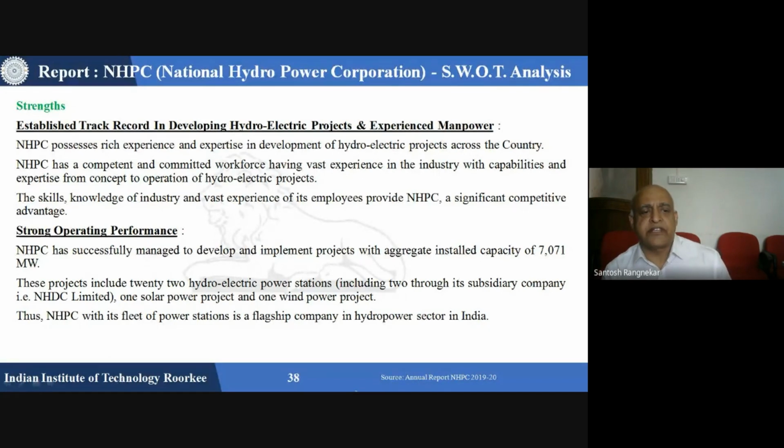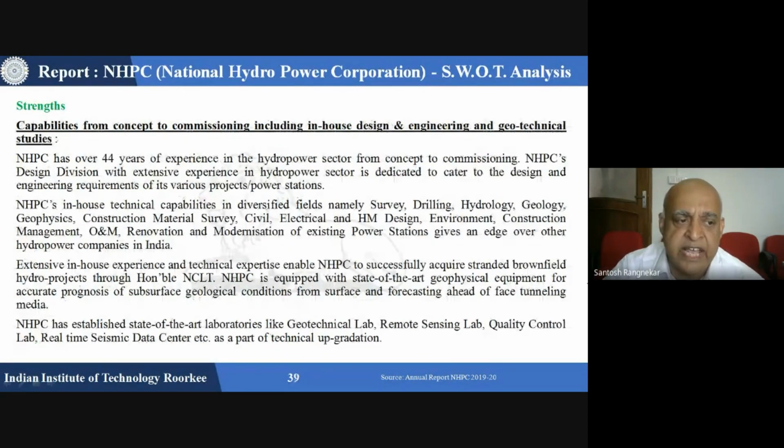NHPC, the National Hydropower Corporation, has a competent and committed workforce having vast experience in the industry, with capabilities and expertise from concept to operation. The skills, knowledge of industry and vast experience of its employees provide NHPC a significant competitive advantage. There is also strong operating performance. It manages, develops and implements projects with an aggregate installed capacity of 7,071 megawatt. These projects include 22 hydroelectric power stations, two through its subsidiary company NHDC Limited, and NHPC with this fleet of power stations is a flagship company in the hydropower sector in India.